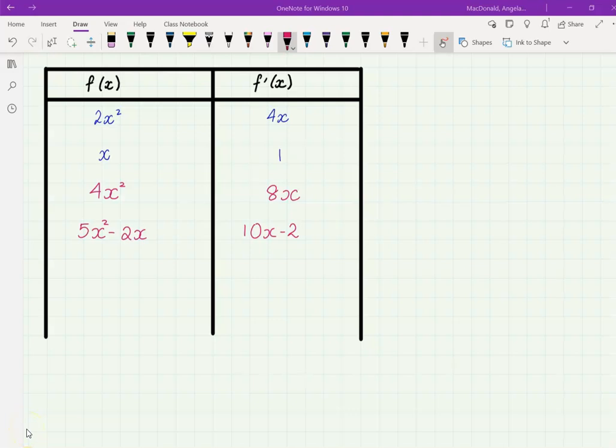Can anyone see a bit of a pattern at all? Got heads nodding. Pardon me? What are you noticing? You bring the exponent down. So 2 times 2, and then you minus the exponent, because that's technically a 1 there. 2 times 4 is 8, take 1. Yeah, okay. 2 5s are 10. What's going on here, though? Right, 1 times 2 is 2, and what's 1 take 1? 0, and what's anything to the power of 0? Not 0. 1.